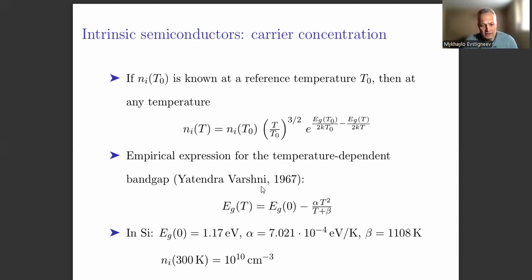Once you know how the band gap depends on temperature for your semiconductor, and you know the intrinsic concentration at 300 kelvins, then you can figure out the intrinsic concentration at any other temperature using this formula. Notice that in silicon, the intrinsic concentration at room temperature, 300 kelvins, has a nice and pleasant value of 10 to the 10th inverse cubic centimeters. Easy to remember.